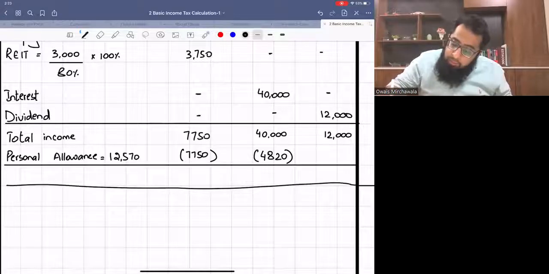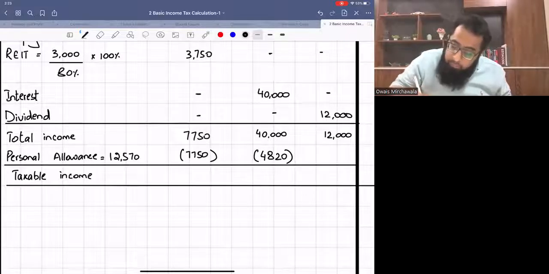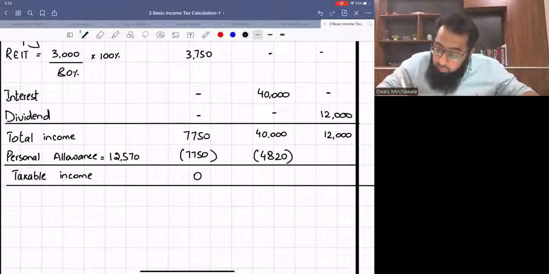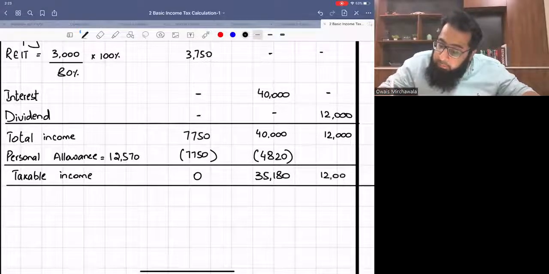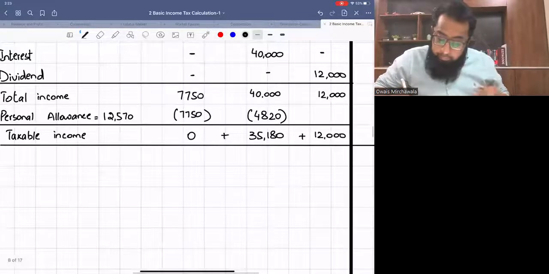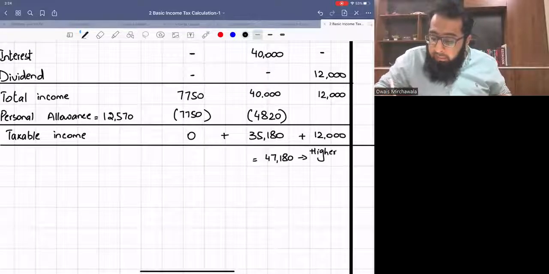Now the taxable income will be 0 for non-saving, 40,000 minus 4,820, so it's 35,180 for saving, and 12,000 for dividend. If I add all of the taxable incomes, it is 47,180, which means that I am a higher rate taxpayer.